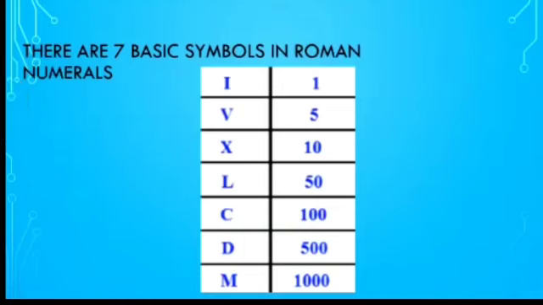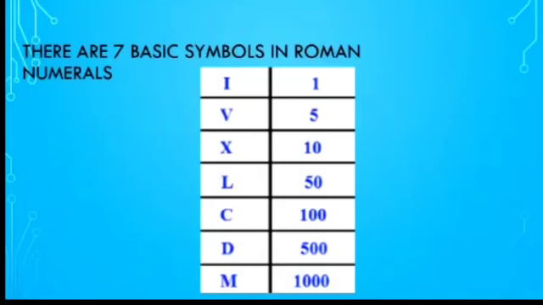There are 7 basic symbols in Roman numerals, that is I, V, X, L, C, D, M. Students, can you repeat along with me? Yes, I, V, X, L, C, D, M. I means 1, V means 5, X means 10, L means 50, C means 100, D 500, M means 1000.